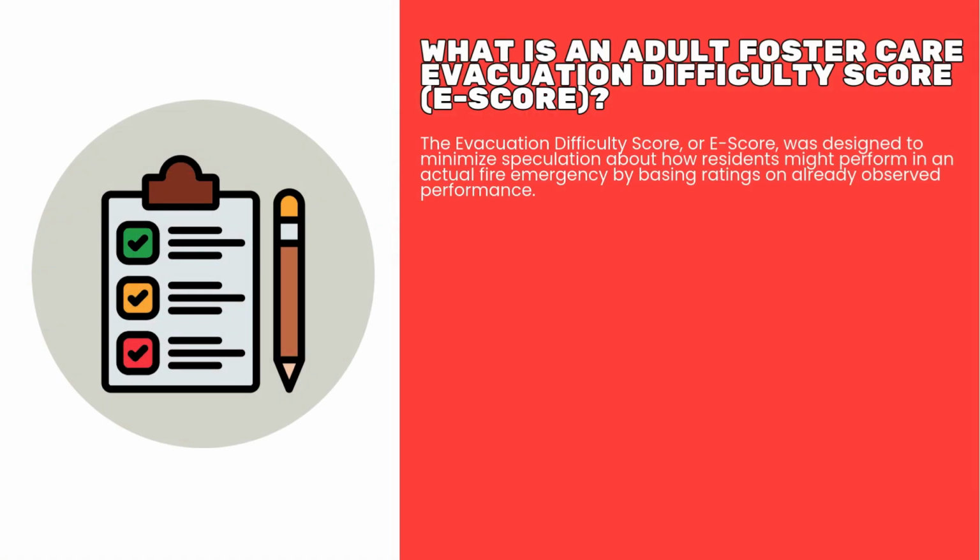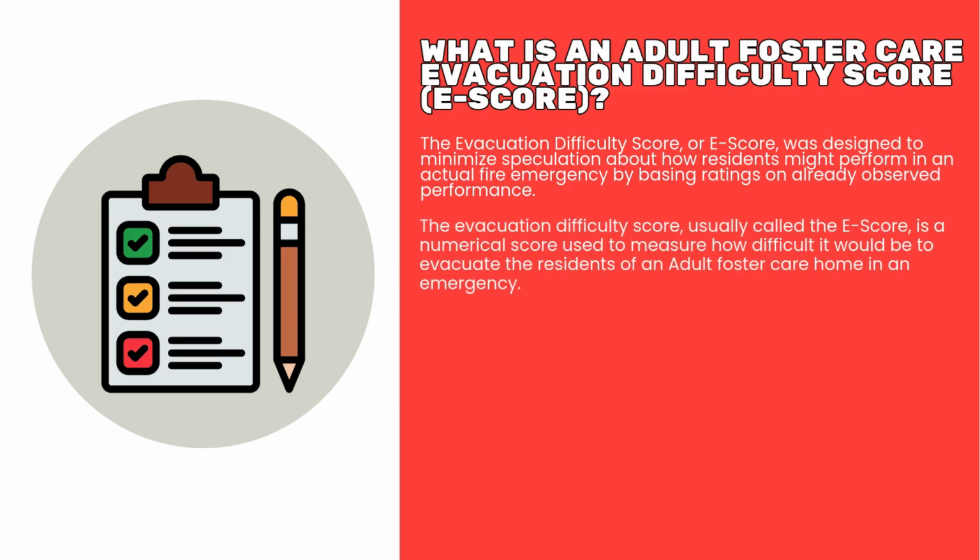The Evacuation Difficulty Score, or ESCORE, was designed to minimize speculation about how residents might perform in an actual fire emergency by basing ratings on already observed performance. The Evacuation Difficulty Score, usually called the ESCORE, is a numerical score used to measure how difficult it would be to evacuate the residents of an adult foster care home in an emergency.